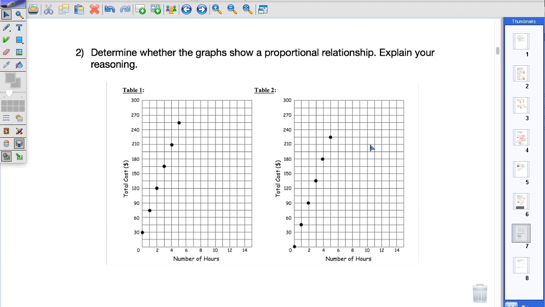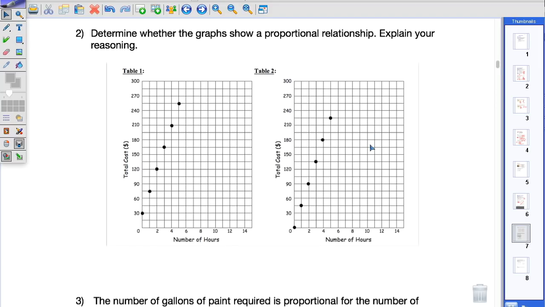Number 2, determine whether the graphs show a proportional relationship. Explain your reasoning. So we have 2 graphs up here. We have table 1 and table 2. Our x value on both tables is the number of hours, and our y value on both tables is the total cost. Our scales are exactly the same. But in our first graph, we can notice that it starts at 30. 0 hours, $30. In the second table, at 0, it passes through the origin. So that makes it proportional.